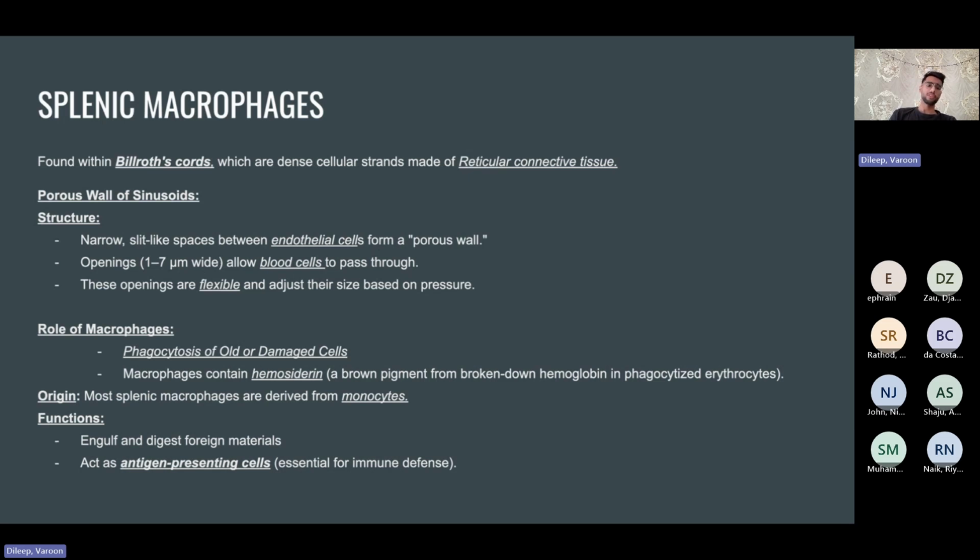When we talk about the role of these macrophages, I think everyone knows about this. They're involved in phagocytosis of old or damaged cells, and they contain hemosiderin, which is a brown pigment obtained when hemoglobin is broken down. The origin of these macrophages is that they're derived from monocytes, and the function is the same: engulf and digest foreign materials and act as antigen-presenting cells.